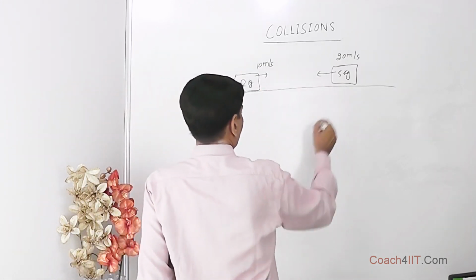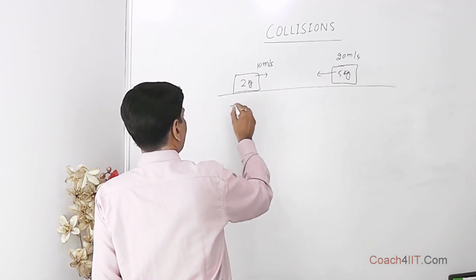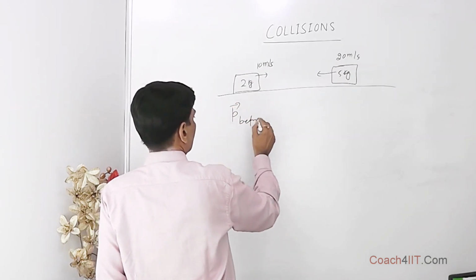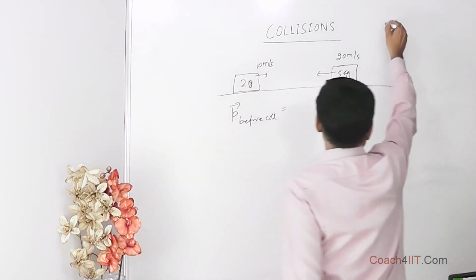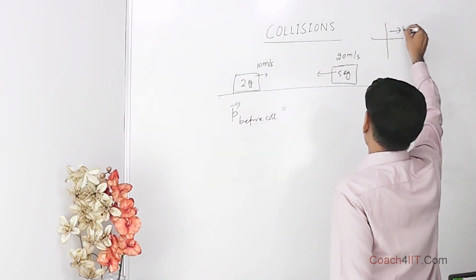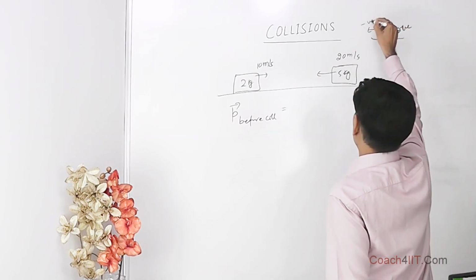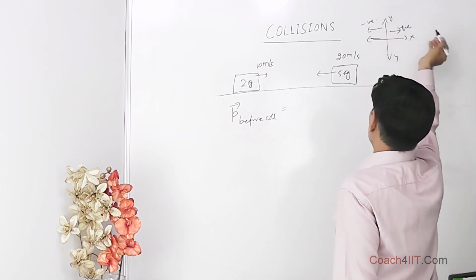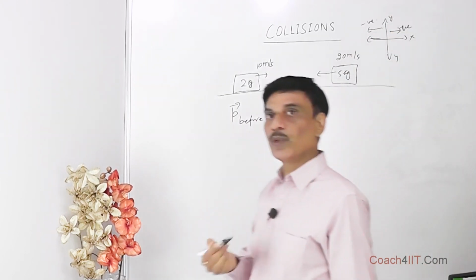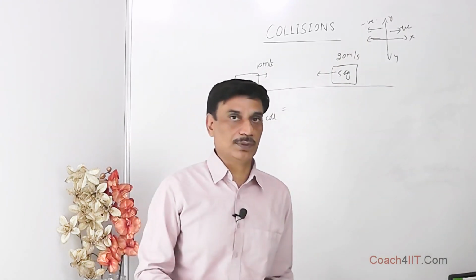Let's say after the collision we don't know the velocity, but we find the momentum before collision. Momentum is a vector quantity, so this way we take it as positive, and this way we take it as negative. The x-axis is positive this way and negative this way. Though we can take it otherwise also, this is a convention, so let's stick to the convention.